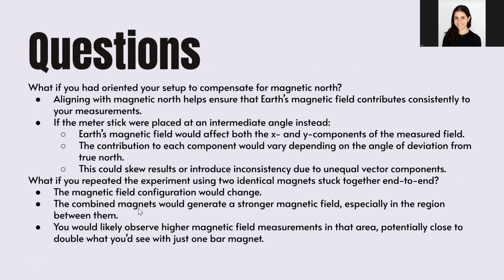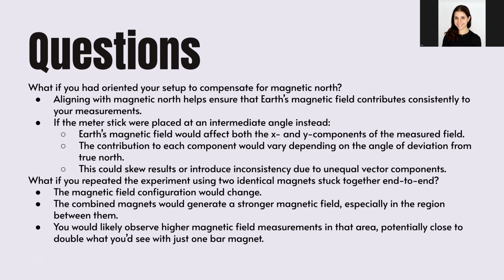This magnetic north helps to make sure that the Earth's magnetic field contributes consistently to my measurements. And if the meter stick were placed at an intermediate angle instead, the Earth's magnetic field would affect X and Y, and the contribution would depend on the angle of how it deviates from true north.